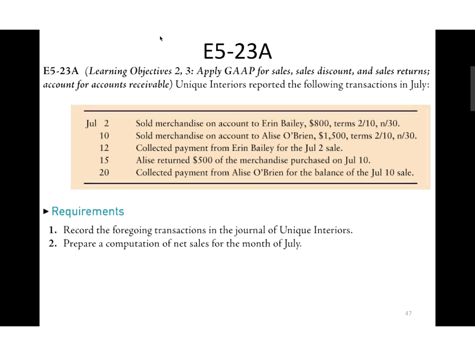Okay, exercise 5-23A. Okay, so this exercise gives us a list of transactions starting July 2nd. So first of all, we have to record the transactions. We have to write journal entries for transactions July 2nd, 10th, 12th, 15th, and 20th. And then the second requirement is to compute net sales. So we'll get to that. So we're going to focus on the entries first.